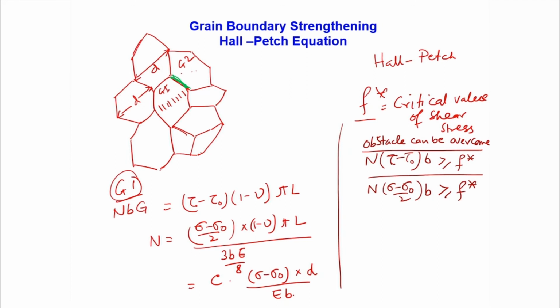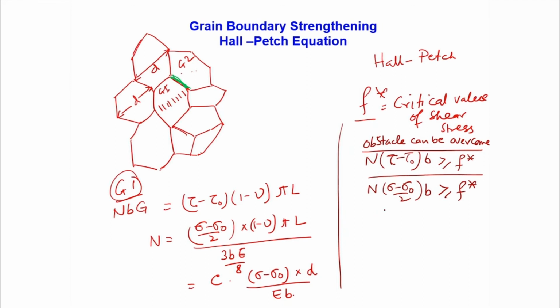Therefore, the obstacle in the form of a grain boundary can be overcome only when this equation is satisfied. N (tau minus tau 0) multiplied by B; NB is again the total displacement, multiplied by tau minus tau 0. Tau is the applied shear stress, and tau 0 is the shear stress used for other strengthening. So tau minus tau 0 is basically the shear stress applied because of dislocation pile up on the grain boundary. Once that reaches more than a critical value F star, then this pile up will lead to the start of dislocation motion, generation and movement in grain 2, right. That is what we discussed.